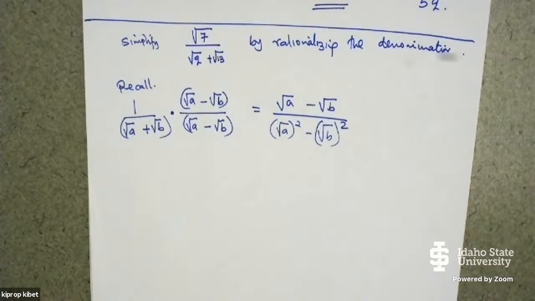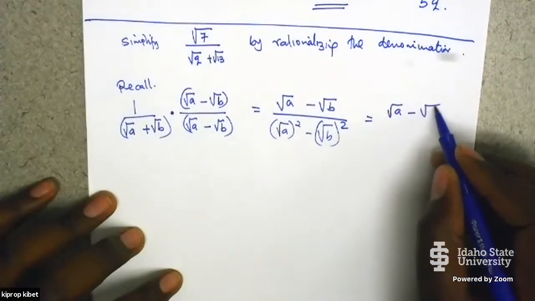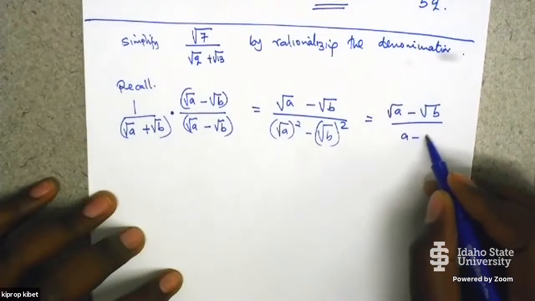And what is the root of a squared? That is a raised to 1 over 2. When you square it, you get a, right? B raised to 1 over 2, when you square it, you get b. So finally, this equals the root of a minus the root of b all over a minus b.